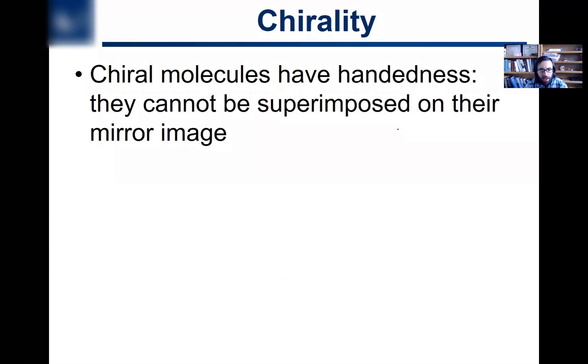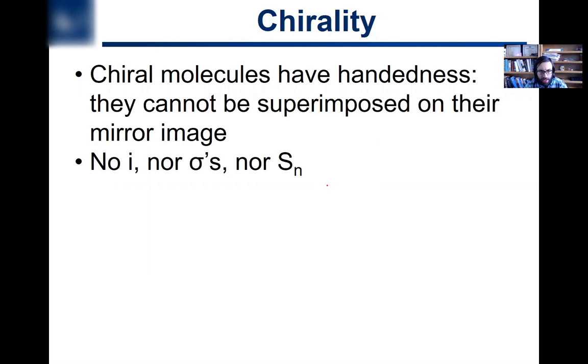Okay, and so yeah, chiral molecules. I'm sure you learned this in introductory organic chemistry. They have handedness. They cannot be superimposed on their mirror image. Okay, that's what that means. From a symmetry element perspective, this means they can't have inversion, they can't have any mirror planes, and they can't have any improper rotation axes.